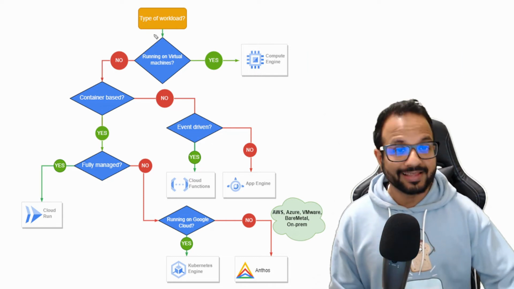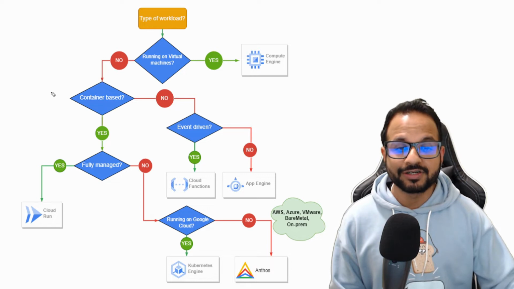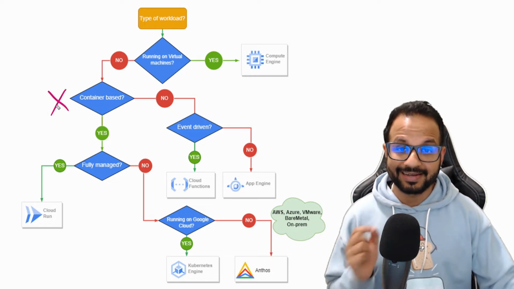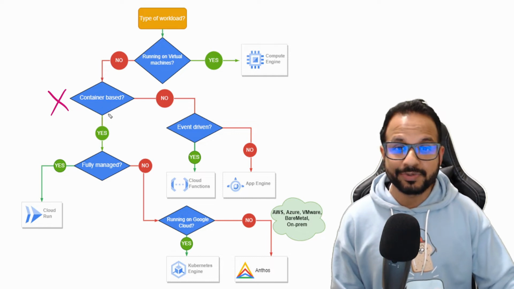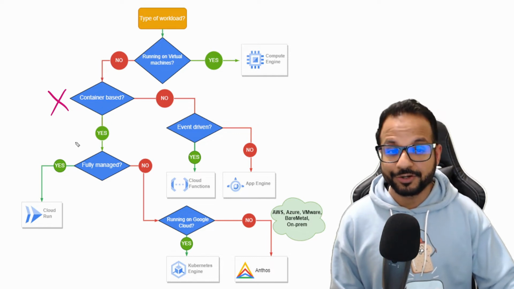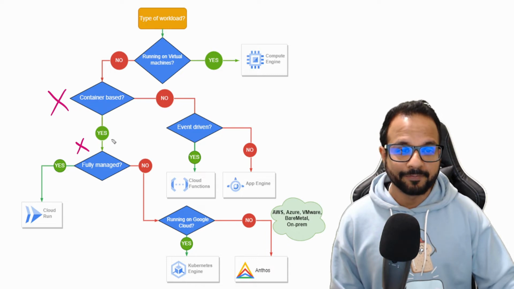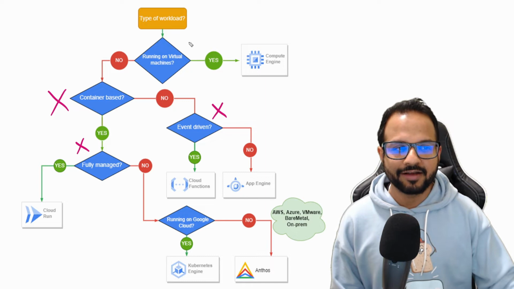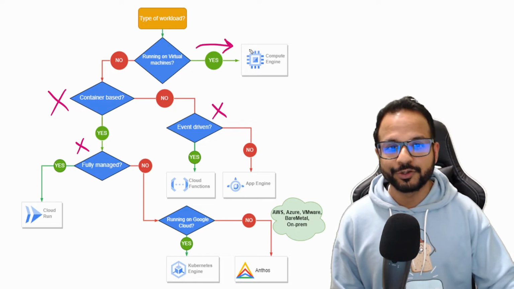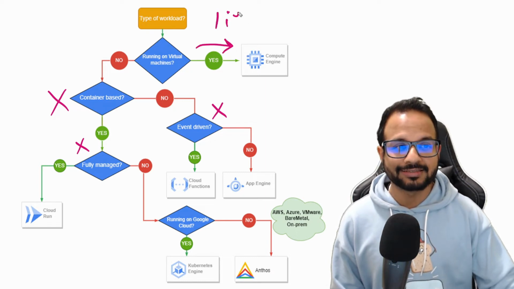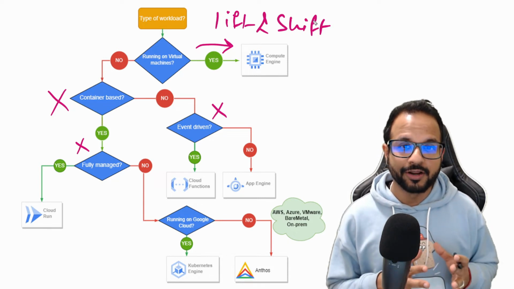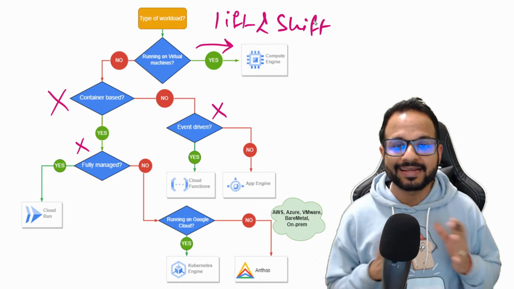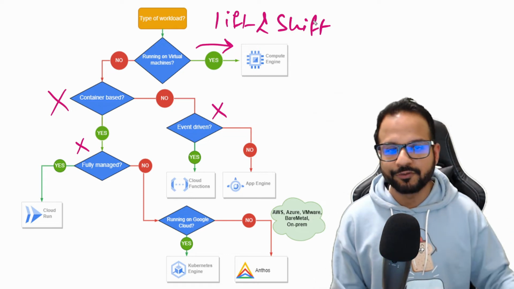In that scenario, your workload is not container based because it is a legacy and monolithic application, so you cannot use the container based solution and you cannot use a fully managed service. It is not event driven as well, right? So the option that you have is Compute Engine. This is what you use. You would do something called lift and shift, moving your existing infrastructure from on-prem to cloud without making any code changes. So this is what you will be using.